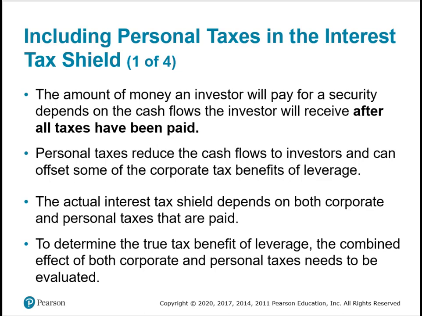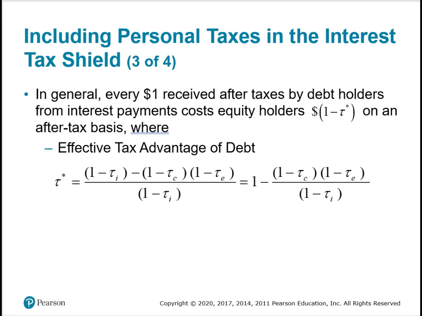So the actual interest tax shield depends on both corporate and personal taxes. So we need to find out the true benefit of leverage. We end up with a formula now that takes the tax shield and converts it to incorporate corporate taxes, T sub C. T sub E is the tax on equity. T sub I is the tax on interest. So this ratio, 1 minus this quotient, is effectively the tax shield, right?